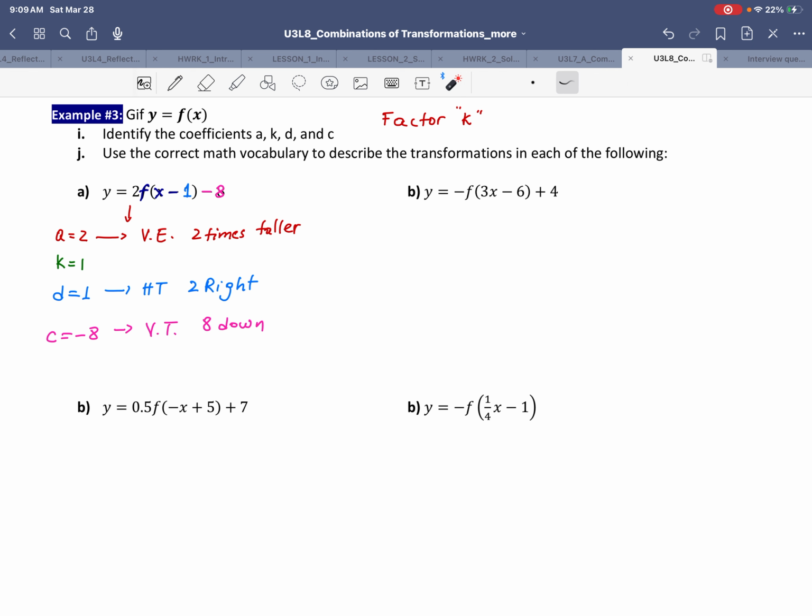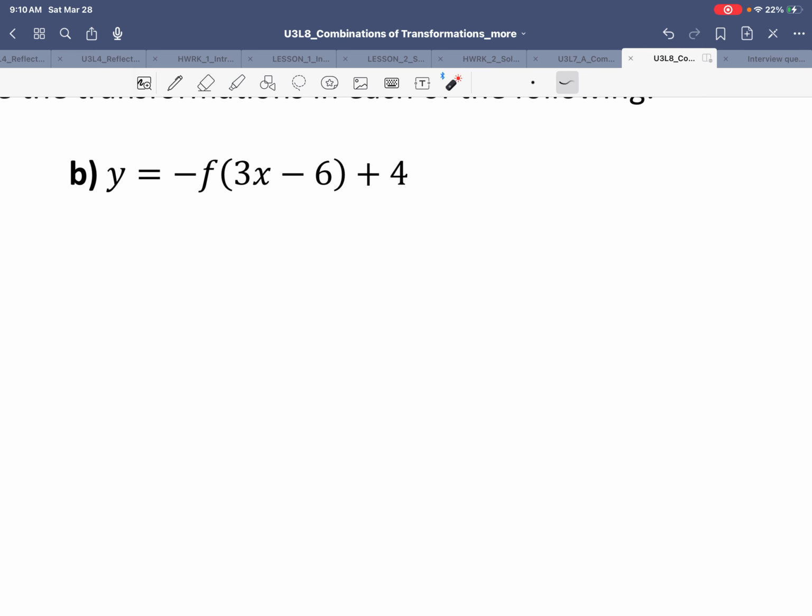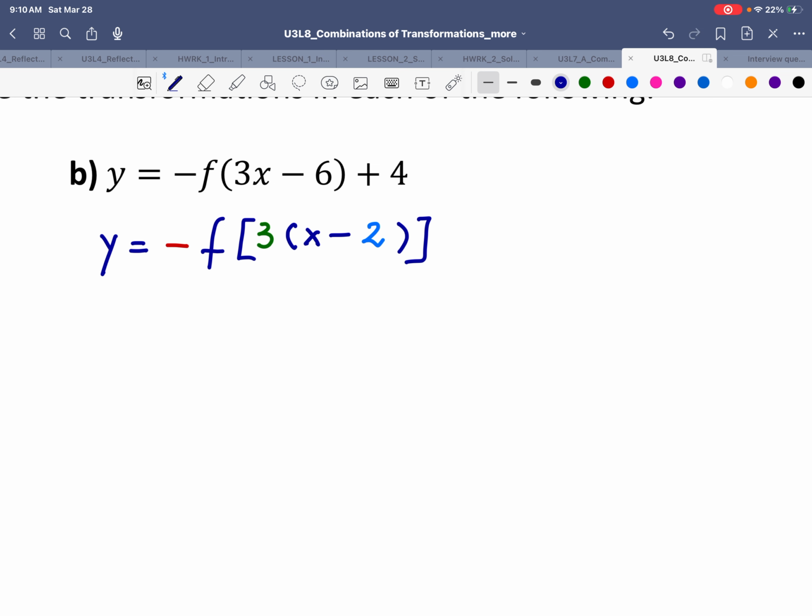So next we have y equals negative f of 3x minus 6 plus 4. Now, as you can see in this case, x has a coefficient, so a multiplier. And this multiplier is not factored from the expression inside the function f. That means that k is not in factored form. So first step first, we have to factor out k. So we have negative, and then we have f. We're going to take k out, which is 3, and then x minus 6 is going to become x minus 2, close the brackets, and then plus 4 at the end.